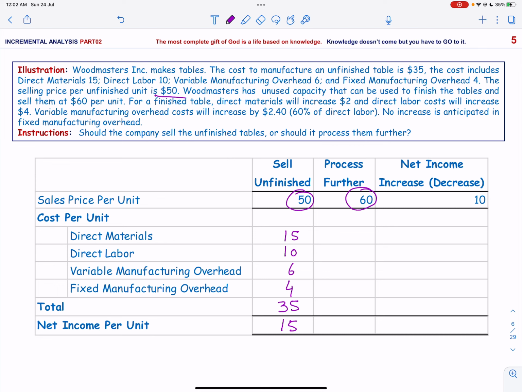For a finished table, direct material will increase by 2, so now the direct material cost will be 17 per unit. Direct labor cost will increase by 4, that makes 14. Variable manufacturing overhead cost will be increased by 2.4, so now it will be 8.4. No increase is anticipated in fixed costs, so they remain the same. And the total cost now will be 43.4. And the net income per unit, if we process further, will be 16.6.